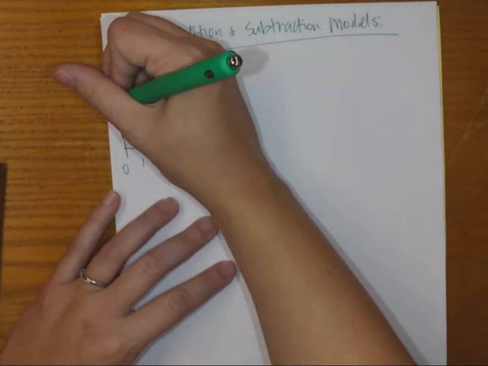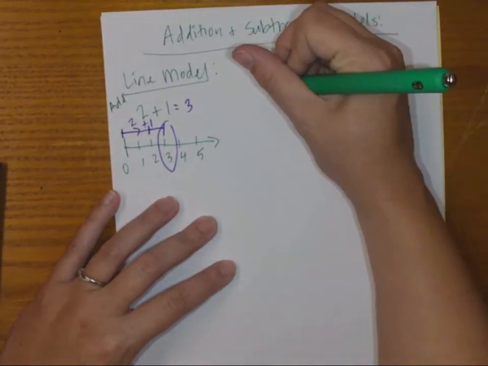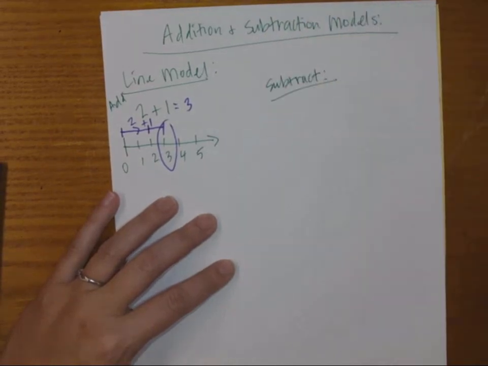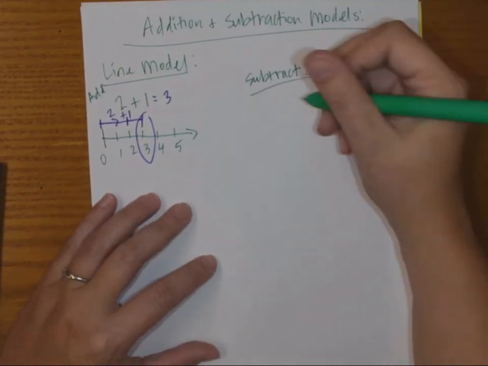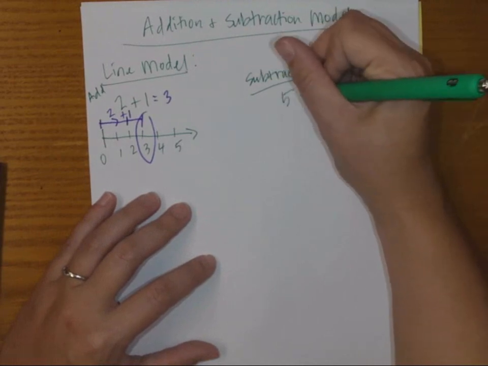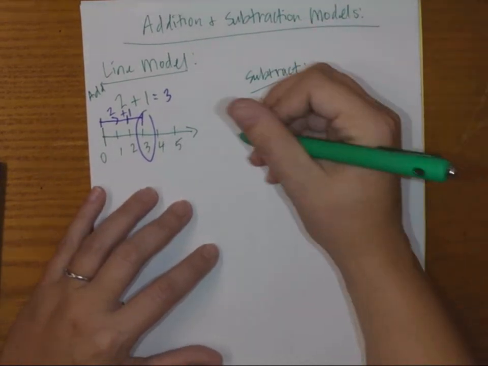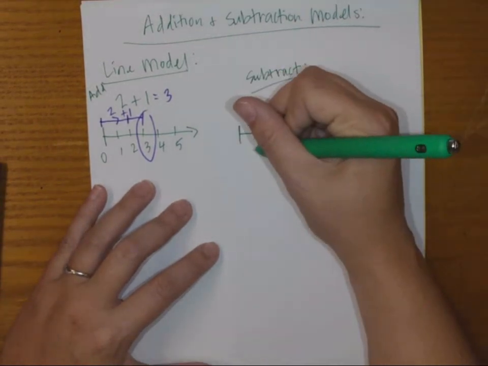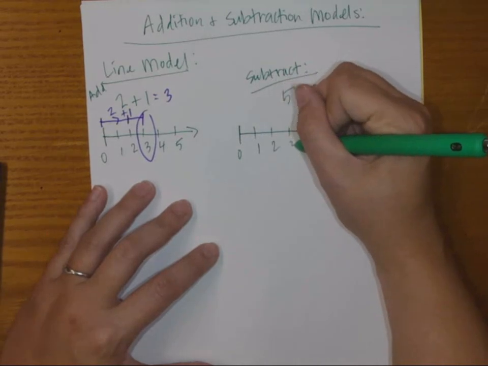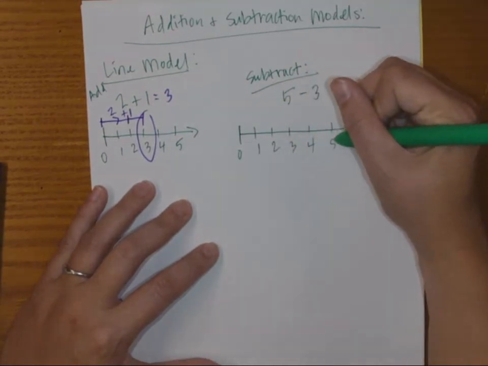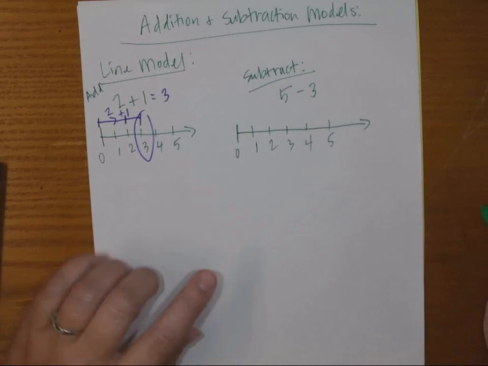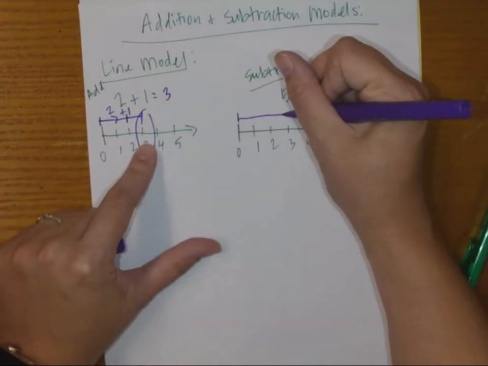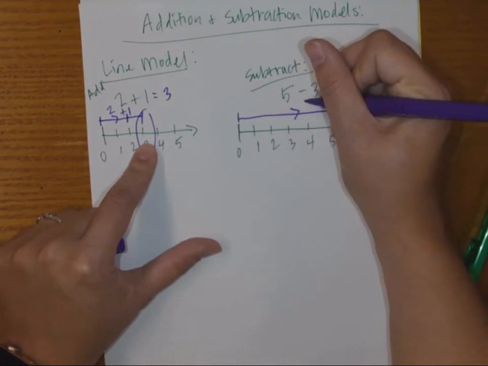Subtraction is similar, so this is for addition. Subtraction is similar, the only difference is for subtraction you are going backwards whenever you take away a number. So if I wanted to do 5 minus 3 using the line model. So again, starting off with the number 0, you could already have a number line out and use your finger to point on it, or if you're drawing it on paper, to start off with 5, go from 0 to 5. So that's number 5.